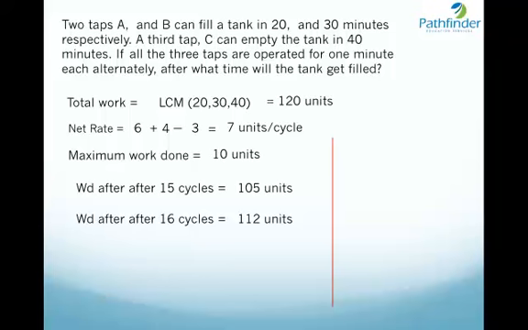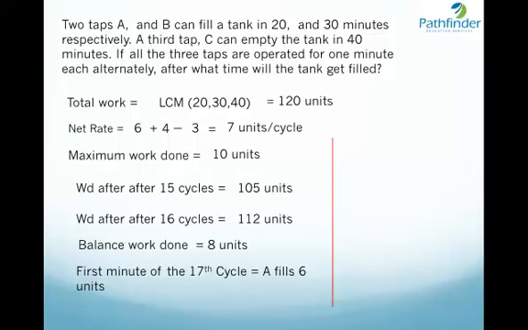In the 17th cycle, which tap will fill in the first minute? In the first minute of the 17th cycle, tap A is operational and will fill 6 units. And we know that the balance required at the end of the 16th cycle is 8 units. So the balance left after the first minute of the 17th cycle is 2 units. Now, in every second minute we have tap B operational. So tap B will complete these 2 units.